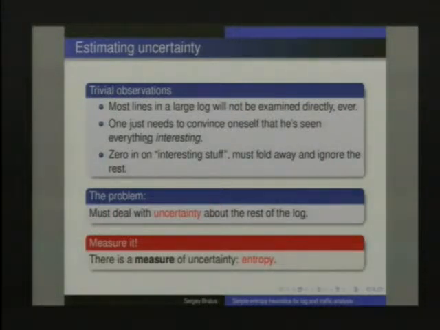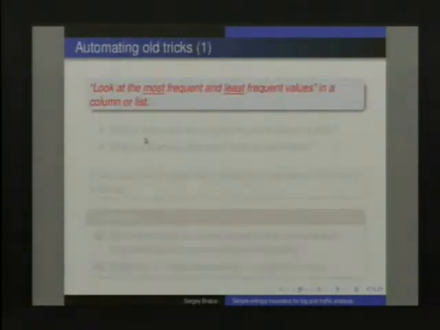And I'm going to introduce entropy at the risk of losing the audience. Okay. Old tricks, right? You look at any tutorial in data analysis, they tell you, look at the most frequent value, or look at the least frequent value, right? The things at the top or at the bottom in some sorting order, they are interesting.